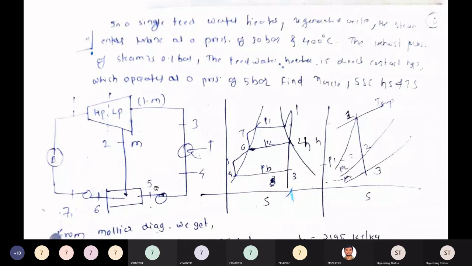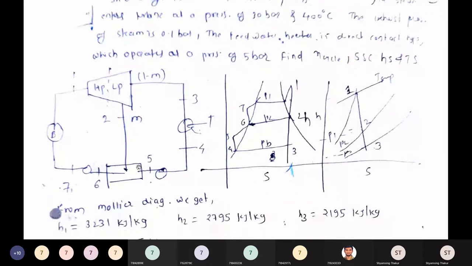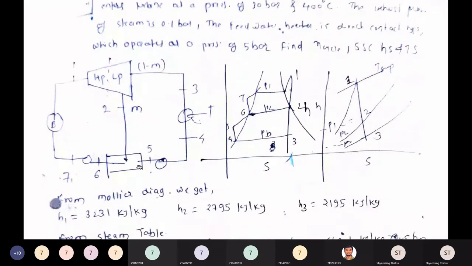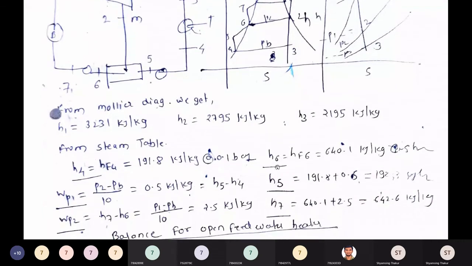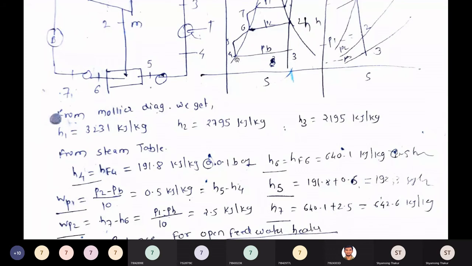So quite simple. From the Mollier diagram we get H1, H2, H3, as I have discussed here. Now from the steam table you will get H4, H6. Now we can calculate the pump work. What is pump work 1?